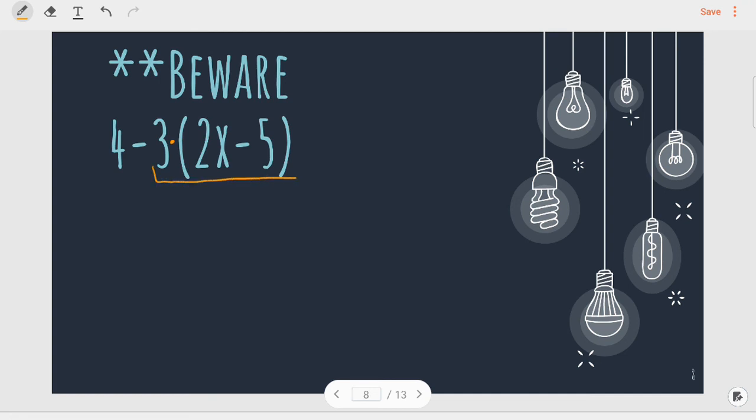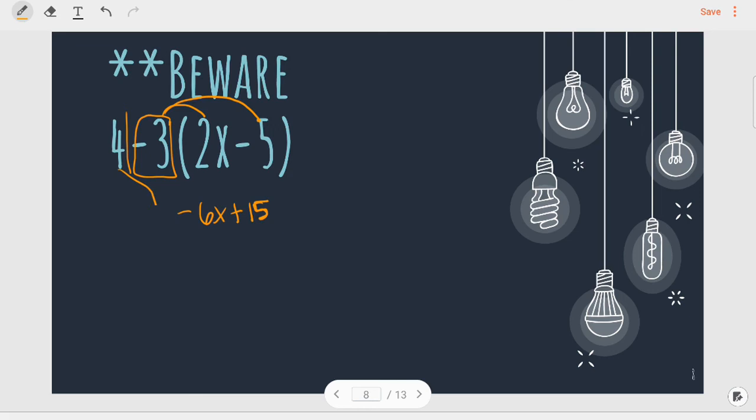What I need to do is remember that this 3 is attached. It is part of the parentheses. So 4 and 3 with parentheses are not like terms. Okay, so make sure you don't combine those. We're going to snip it right here. Okay, and we're going to get rid of our parentheses before we combine anything. So I'm going to distribute what's in front of the parentheses, the negative 3, inside. So negative 3 times 2x is negative 6x. Negative 3 times negative 5 is positive 15.